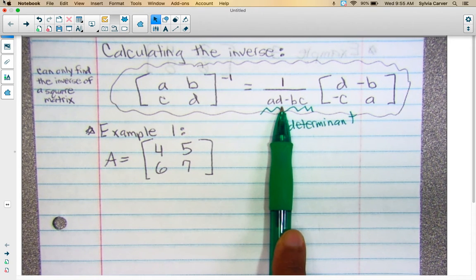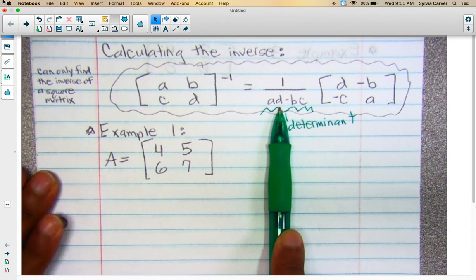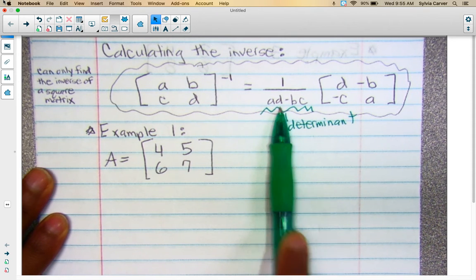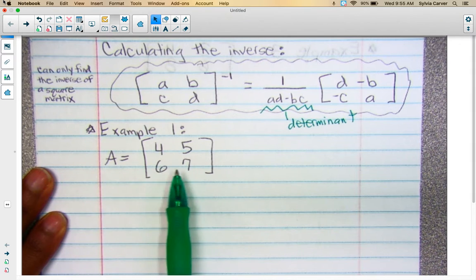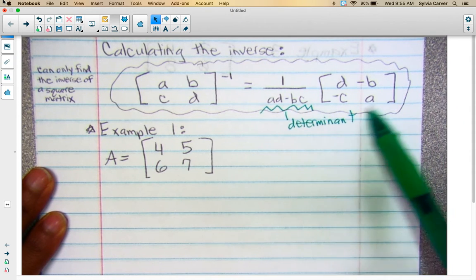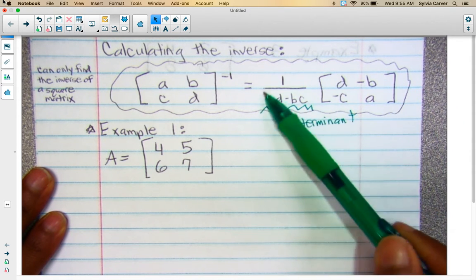So 2 by 2, 3 by 3, 4 by 4, whatever, the matrix has to have the same rows by columns. So let's use our formula and find the inverse for this matrix. We have this matrix, 4, 5, 6, and 7. We're going to use this formula to help us find the inverse of the matrix.